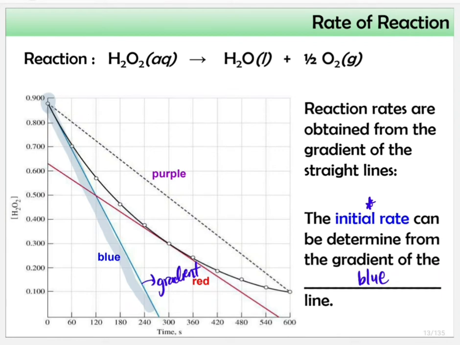So that's the method. Okay, from the graph, kita akan lukis straight lines and then cari gradient. Jadi straight lines tu nak lukis macam mana? Depends lah apa jenis rate of reaction yang you nak cari.